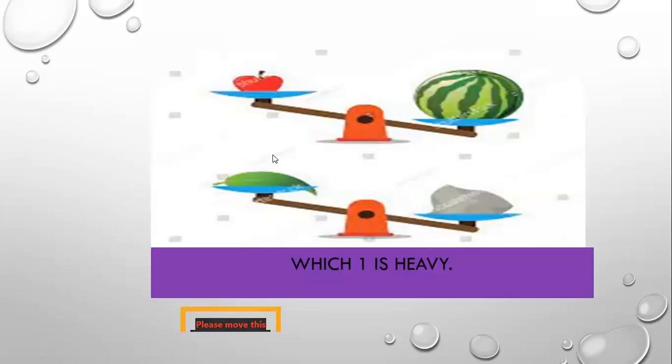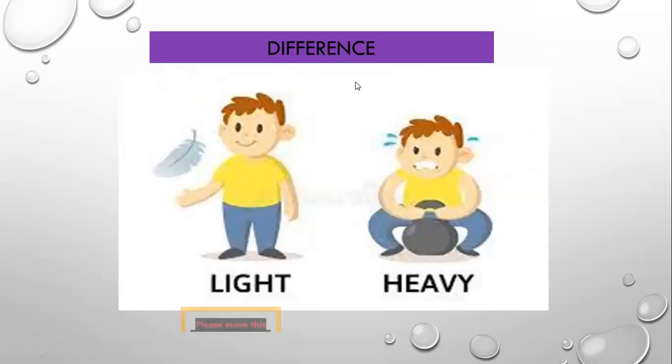Which is heavy? You can see here the apple is lighter than the watermelon. A stone is heavier than a leaf. So you can easily know which one is heavier. You can see which one is light and which one is heavy. The feather is light, whereas the sack is heavy.